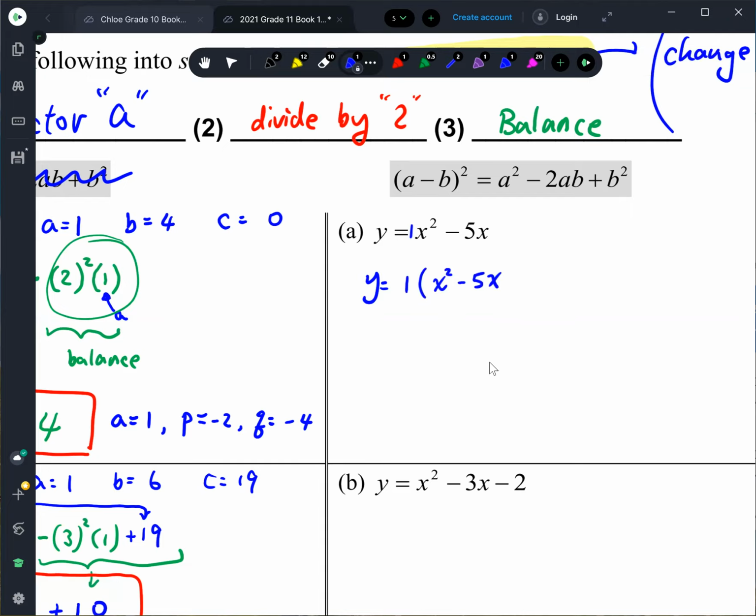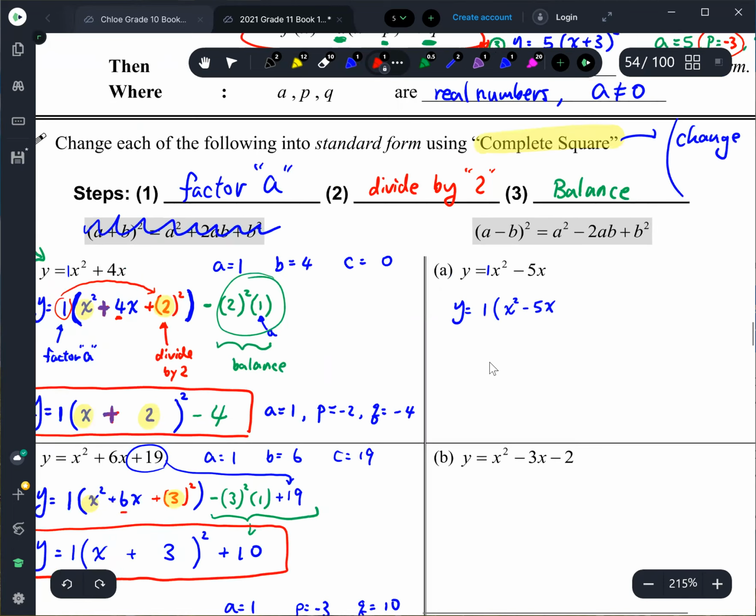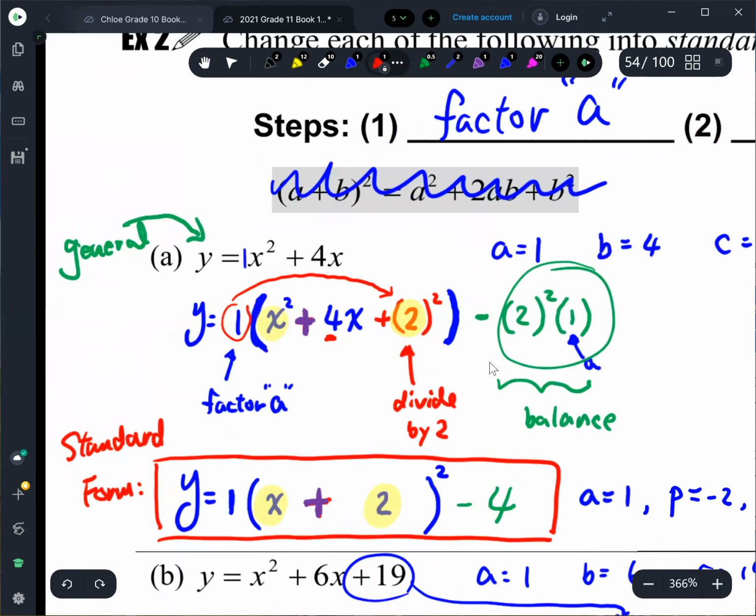Step 2, divide by 2. So Wilson, what do we do? Mr. Jason, what do you mean by divided by 2? You take the middle number, like over here on the left side. What's the middle number here? Oh wait, 4x. 4. Just the number. You take that number, divide by 2. It becomes 2. So you put 2 on the right side.